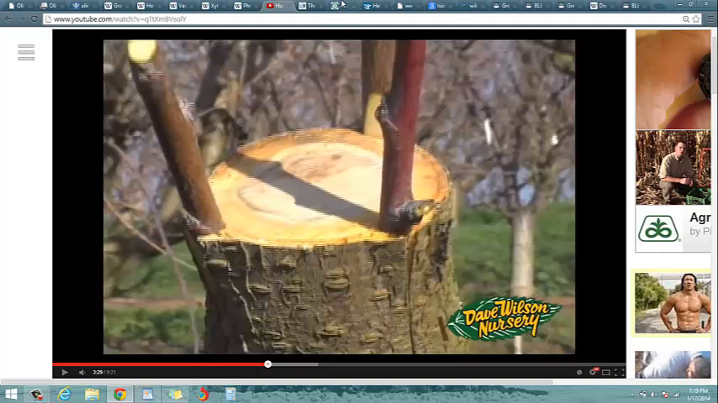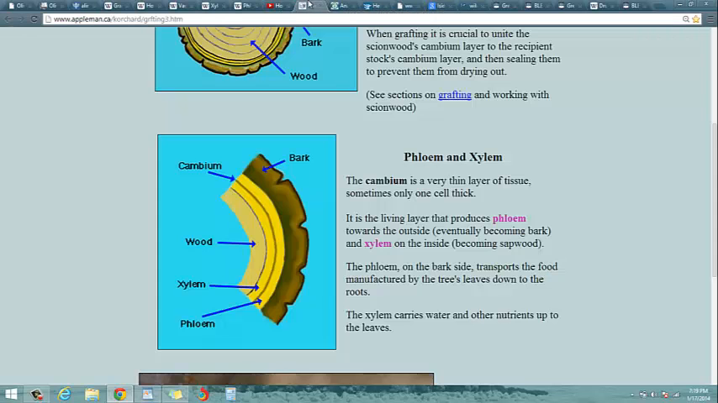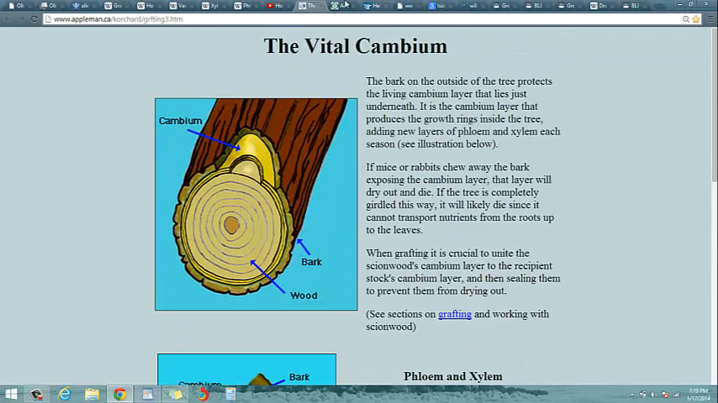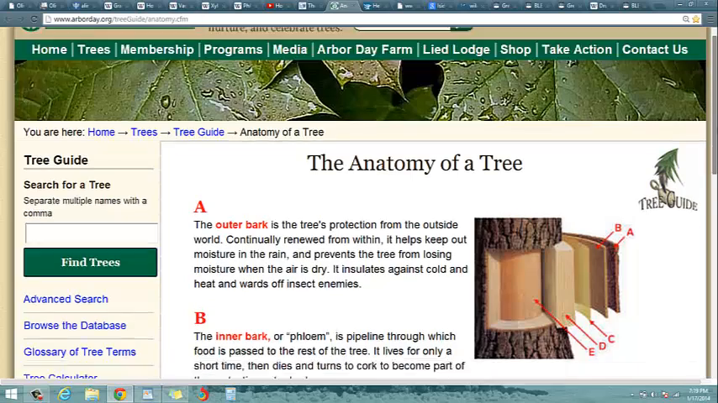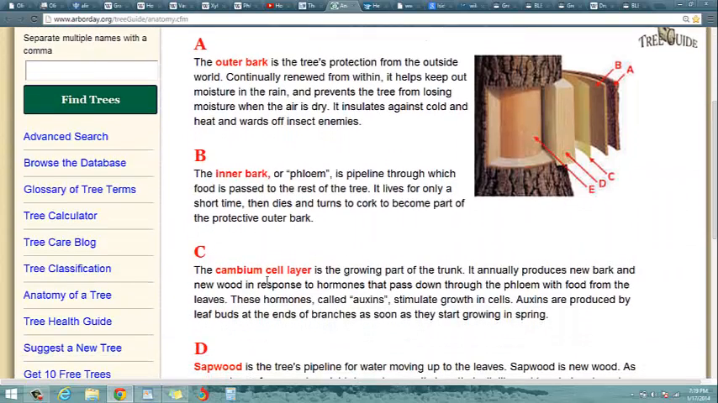Understand? Now, let's look here. This webpage right here, if I didn't mention, is called www.appleman. You brothers can look at it right here. Let's look more into the cambium. See some different layers of a tree. The cambium cell layer is the growing part of the trunk. This is www.arborday.org. The cambium cell layer is the growing part of the trunk. It annually produces new bark and new wood. The cambium layer produces new bark and new wood.